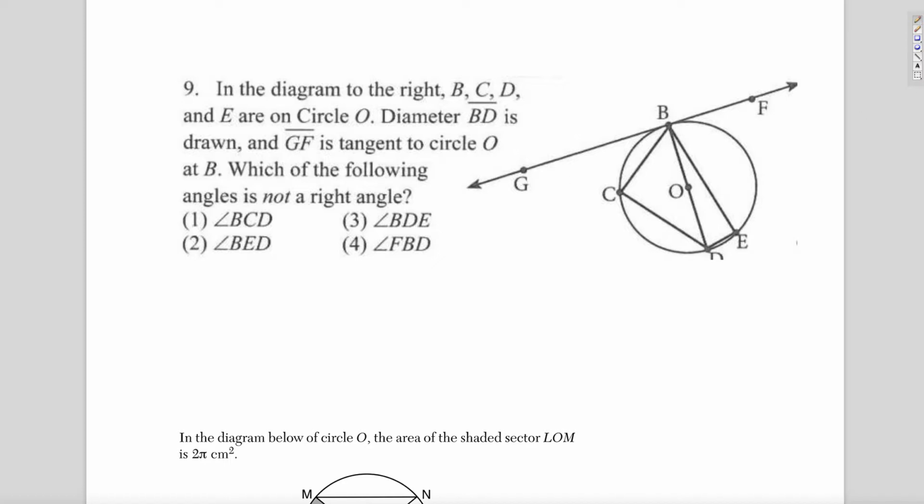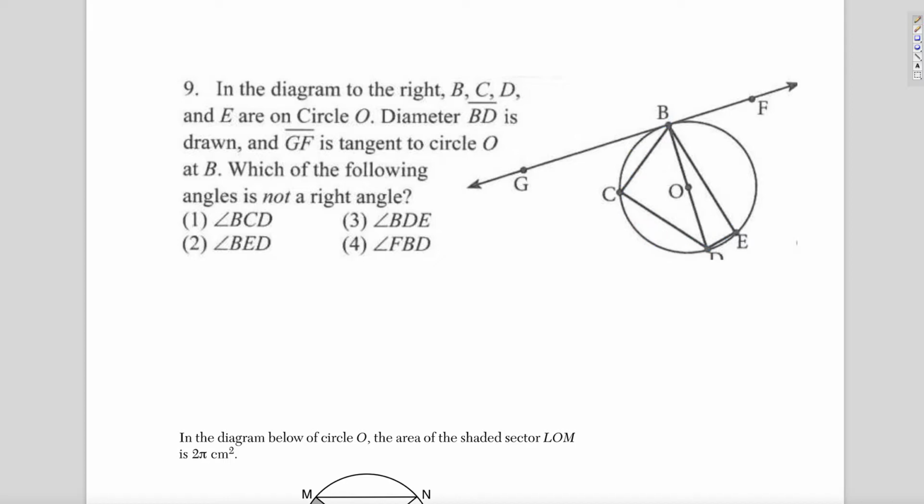This one here says which angle is not a right angle. So angle BCD is a right angle. The reason is because the arc that it cuts is equal to 180. It's a diameter. So then that angle becomes a right angle. Okay. Angle BED, this angle here, also cuts the circle by a diameter. This is equal to 180, and an inscribed angle is equal to half of the arc that it cuts.